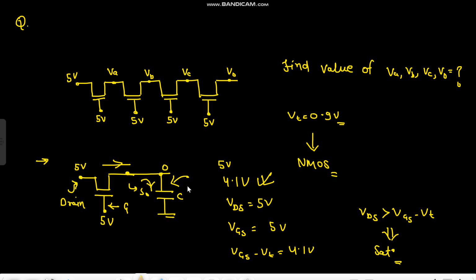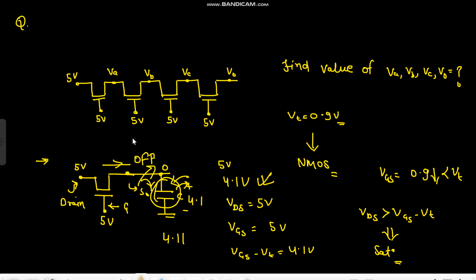Why? Because just assume we are having 4.1 volts here. Now let us assume we get 4.11. What will the VGS value be now? 5 minus 4.11 would be lesser than 0.9. If it is lesser than VT, then your transistor will be off, so there would be no connection, and the capacitor will be open-ended only.